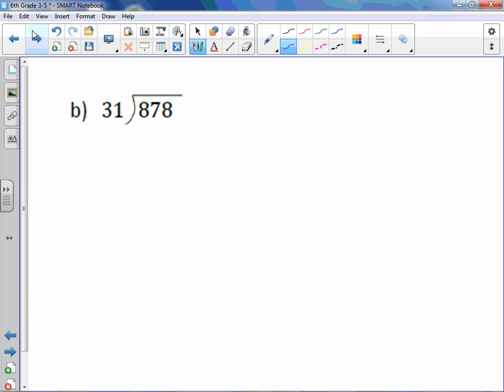31 into 878. 31 can't go into 8, but it can go into 87 twice. To figure that out, I use estimation in my head. 31 is close to 30. 87 is close to 90. 30 into 90 is 3 times, but that would be too much, so I'm going to drop it down to 2. 31 times 2 is 62. Subtract and get 25. Bring down the 8.